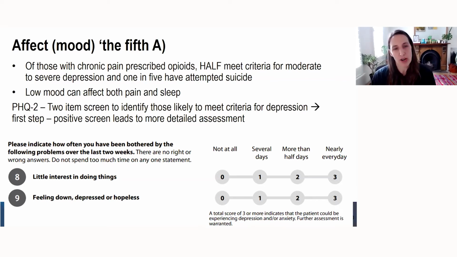And if people are scoring 3 or more, and you can see the scoring here for these 2 questions, if they have little interest in doing things or feeling down, depressed or hopeless. If they're reporting these symptoms on several days, it's a score of 1. On more than half the days, a score of 2, and nearly every day is 3. So a total score for those 2 items of 3 or more, again, is a prompt that you perhaps need to do a little bit more investigation and use a longer assessment to look at how that might be impacting on people.